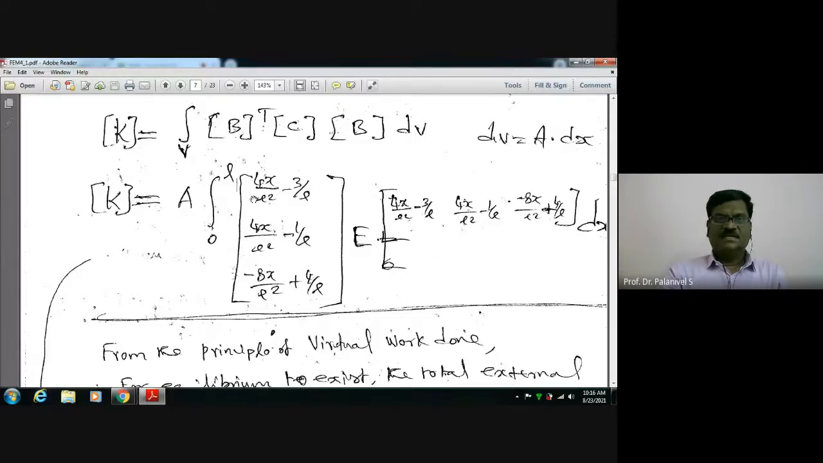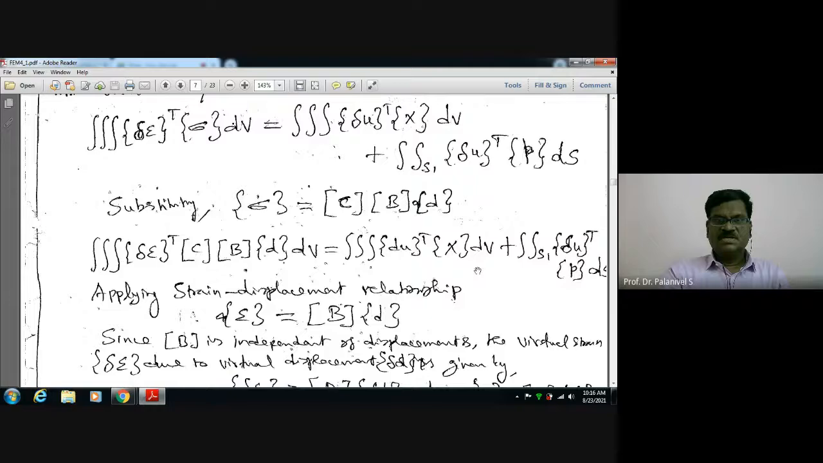Dx is here. Okay, so the B transpose I have written here. So the B matrix, the strain displacement matrix, is written here. Okay, this way we have to do it. If you integrate dx, you will be getting L alone. The integral from 0 to L of dx will give you L. If you substitute the upper limit minus the lower limit, L, you have to multiply these two matrices.